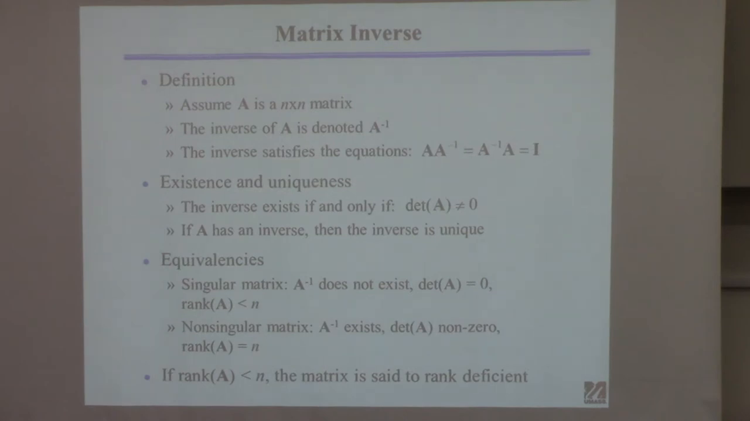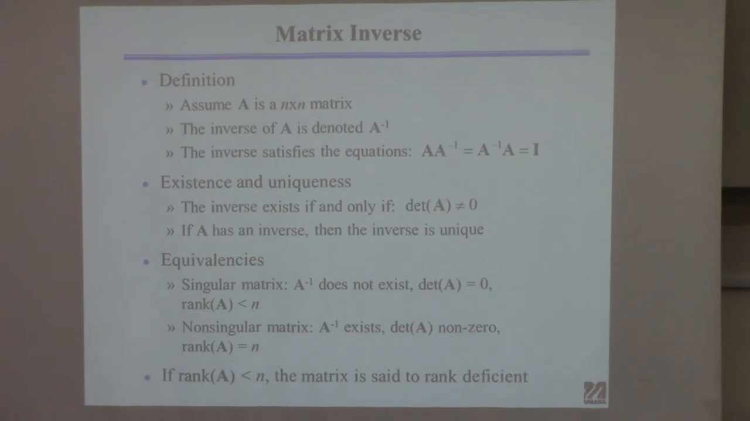It does not exist. If the determinant is not 0, then the matrix does exist. And the nice thing is, if it exists, it is unique. So basically, this is an easy thing to check. If you want to find the inverse, the first thing you do is take the determinant of A. If the determinant of A is not 0, the inverse exists and it's unique.